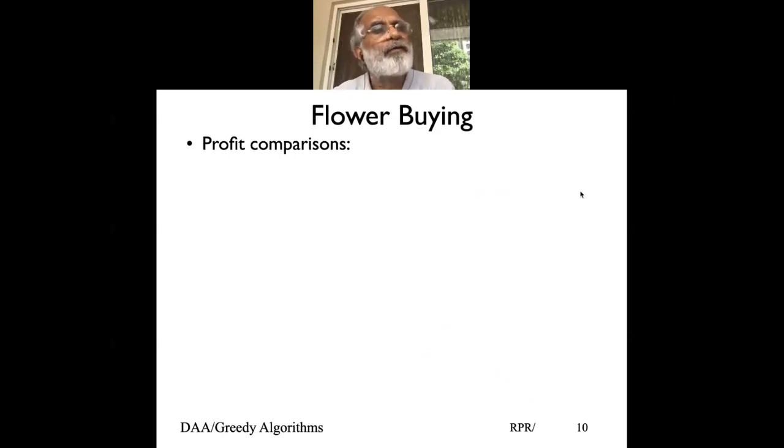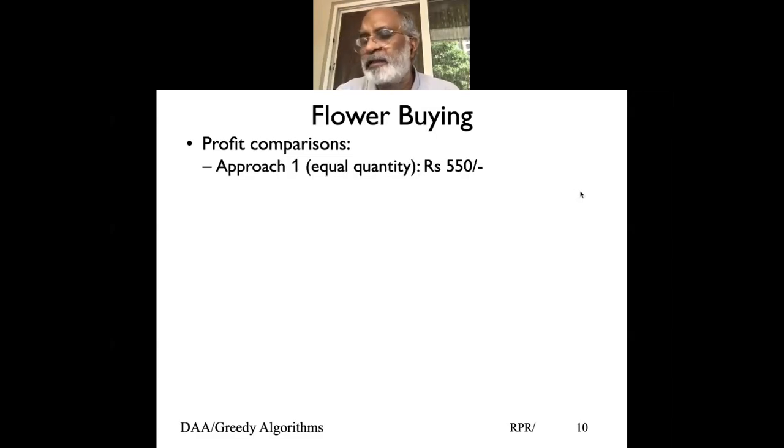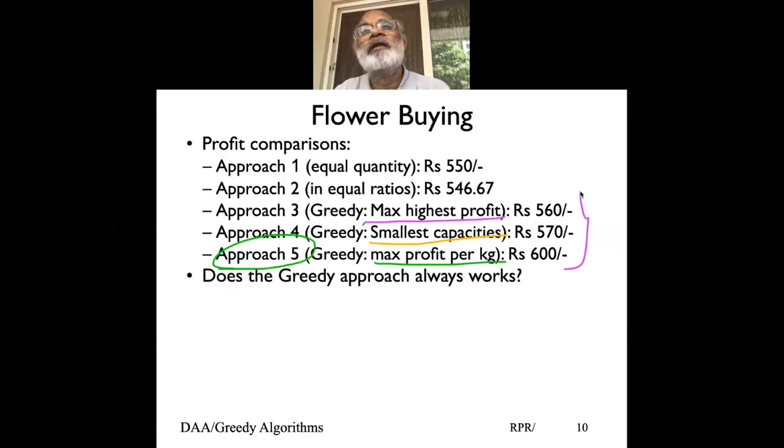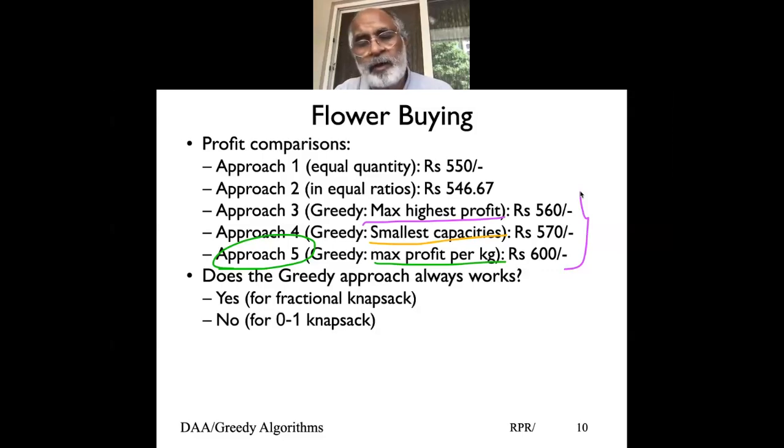Quantity, I'm looking at flowers, any item, and there's a profit per item, and there's a weight, and that essentially is the knapsack problem. So we looked at 5 approaches. The first approach, and the remaining 3 are greedy. I'm looking at max highest profit, or smallest capacity, or max profit per kg, and we showed that approach 5, the greedy approach, still gives me the maximum profit, and this is what we call the optimum.